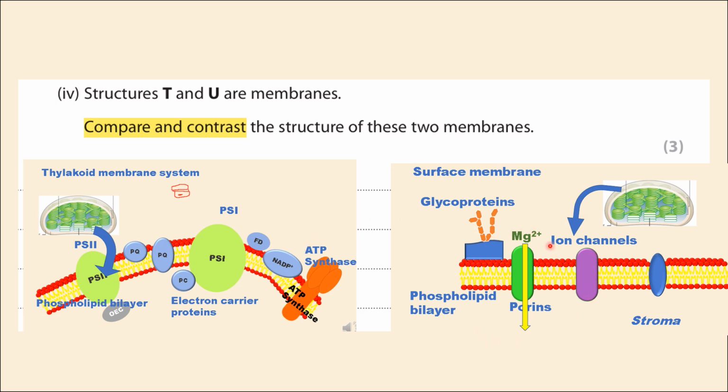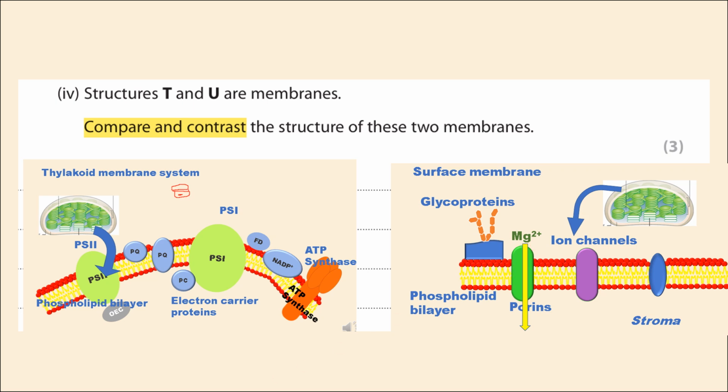However, their differences are also notable. The thylakoid membrane contains chlorophyll and other photosynthetic pigments necessary for photosynthesis, and it also contains electron carrier proteins and ATP synthase. On the other hand, you can see the inner membrane lacks these photosynthetic components because its main function is to facilitate ion transport into the stroma of the chloroplast.